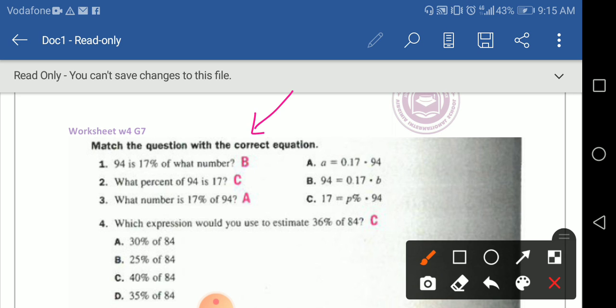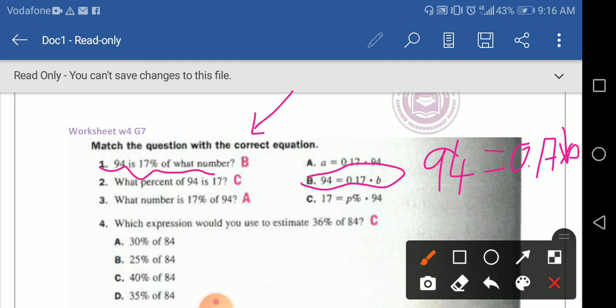So 94 is 17% of what number? 94 means equals 17%. 17% means 0.17 of what number, of what base? So it will be B here.